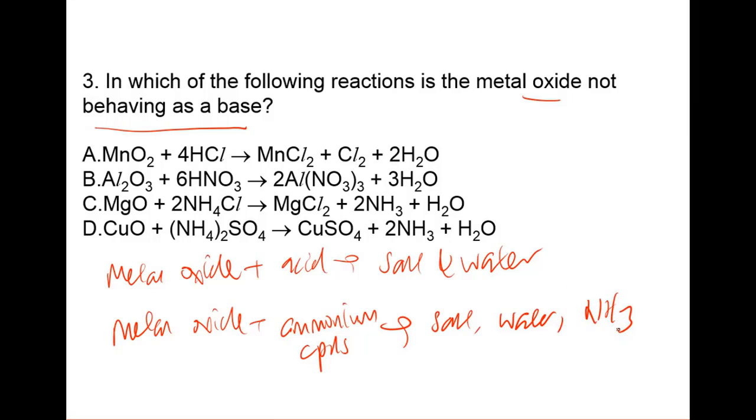So if we look through these 4 equations here, let's start from the bottom. I have a metal oxide and an ammonium compound giving me salt, water and ammonia gas, so this is correct. I have a metal oxide with an ammonium compound giving me salt, water and ammonia gas, so this is correct. I have an acid here and a metal oxide giving me salt and water, so this is also correct. And for the first one, I have an acid with a metal oxide. By right, it should give me salt and water. I have salt and I have water and I have chlorine gas here. Aha! So in this case, a metal oxide is not behaving as a base. So the answer is A.